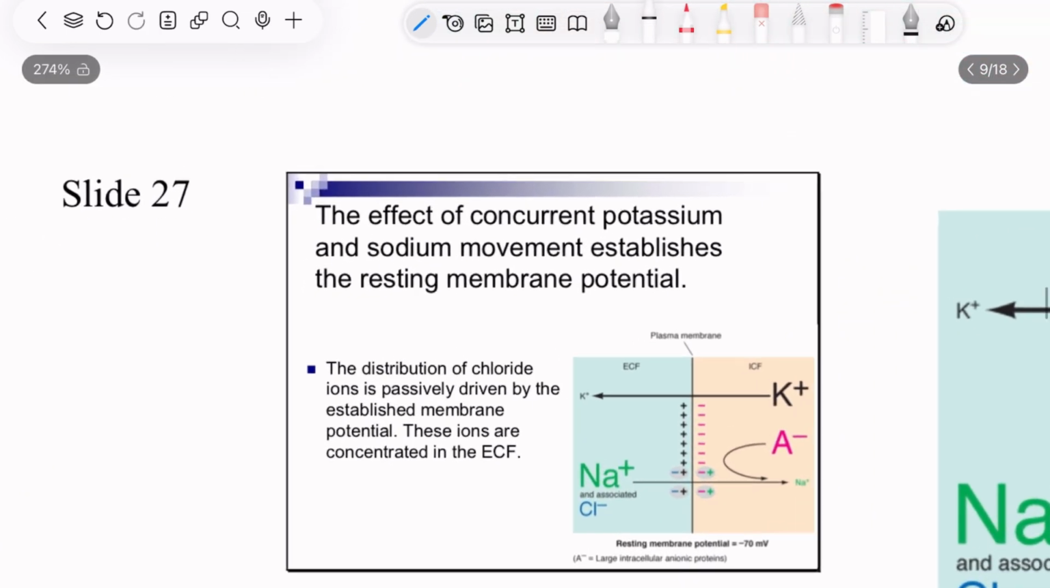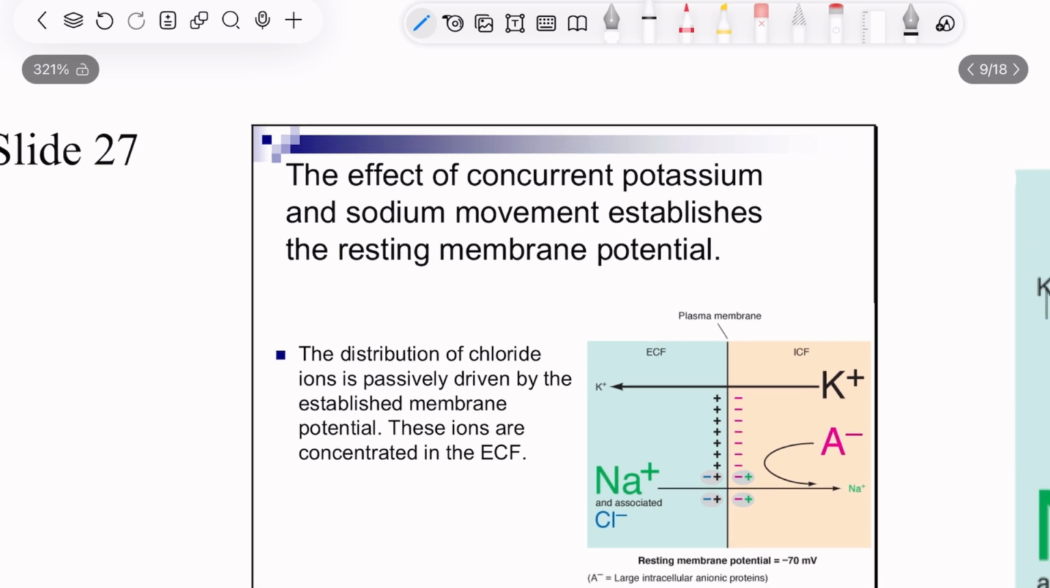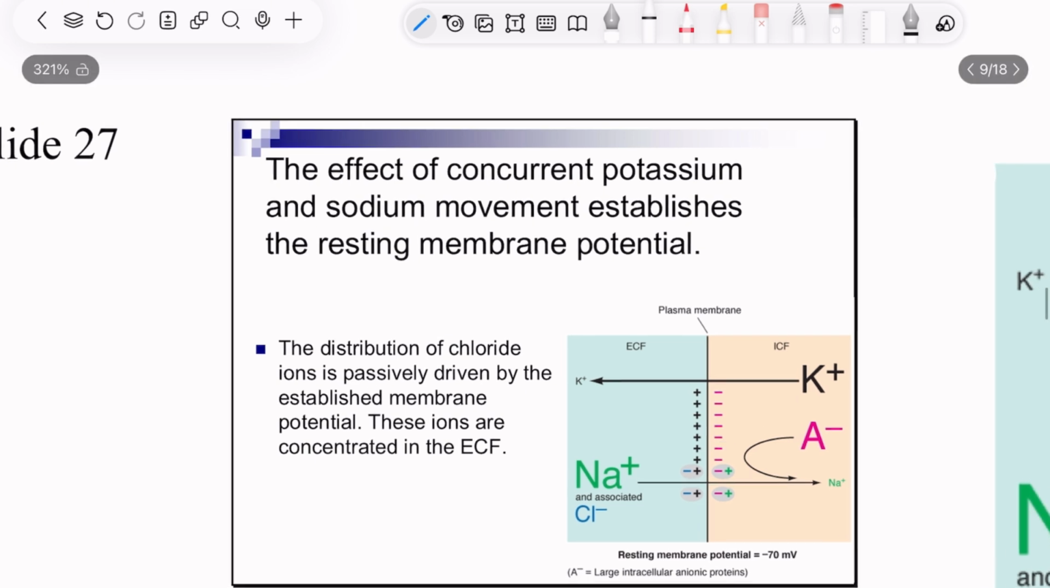The effect of concurrent potassium and sodium movement establishes the resting membrane potential. The distribution of chloride ions is passively driven by the established membrane potential. These ions are concentrated in the ECF.